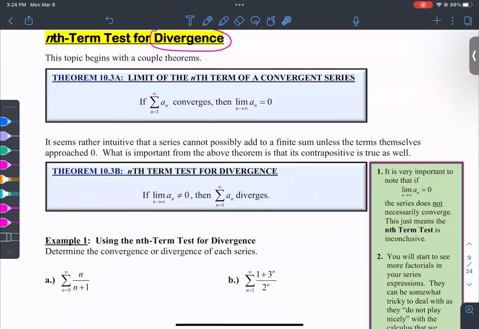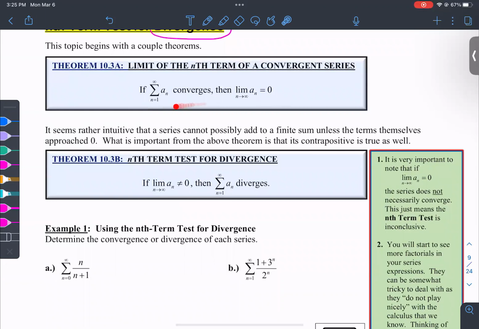Okay, and then the contrapositive of that is true, not the converse. That's important to know. The contrapositive means you switch the order and negate both statements. So we start here and say if the limit does not equal 0, then the sum does not converge, or diverges. The converse of what we had up here would be saying that if it converges, then the limit does equal 0, or if it diverges, then the limit does not equal 0. And that's not what it says. If the limit does not equal 0, we can definitively say that it diverges.